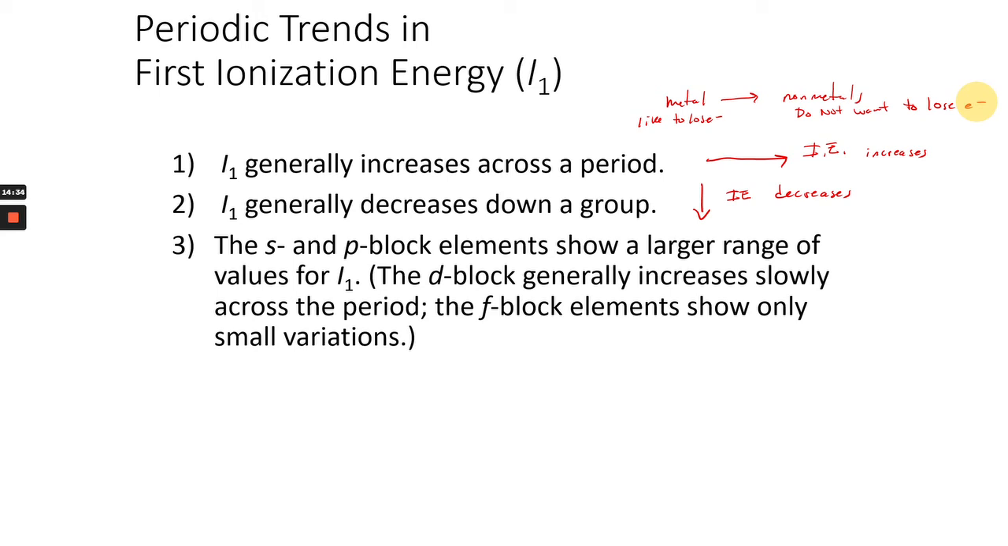In your s and p block elements, you tend to see a large range of values for ionization energy. Again, in your d and f block, you're going to see small variations, and that's the same reason that we described that the atomic radius changes slightly in the d and f block.